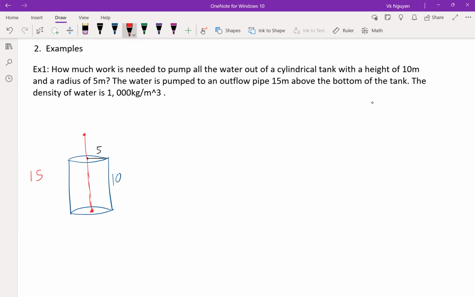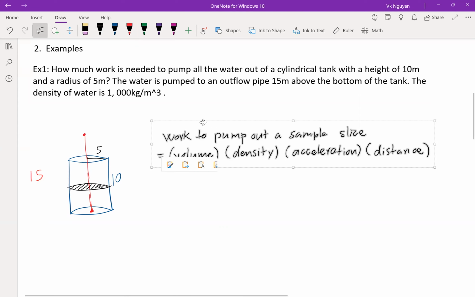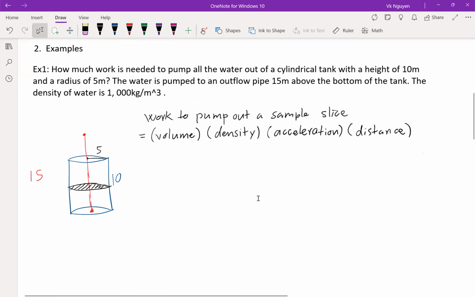Notice that the force to pump out each slice of water is different. And so in order to calculate the work, we need to use integration. Let's compute the work done to pump, move, or lift a sample slice. So this is what a sample slice looks like. And we're going to compute the work to pump out a sample slice.